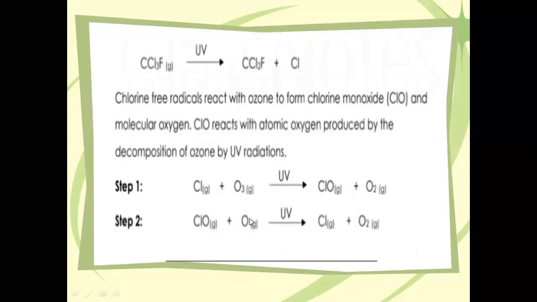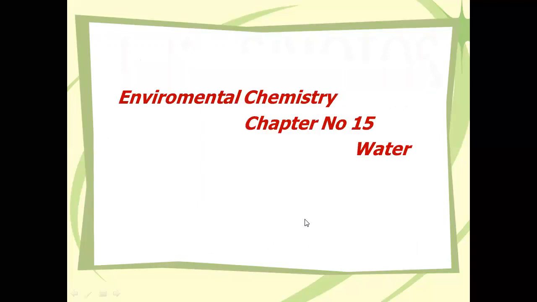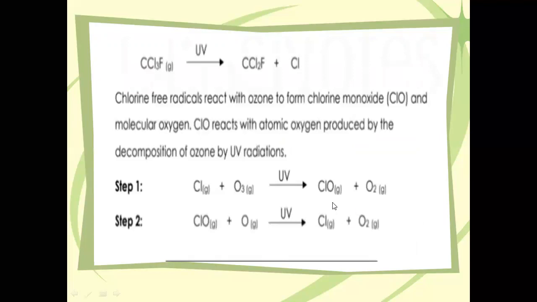So you can see the reaction. Chlorofluorocarbon produces a chlorine free radical. This chlorine free radical then reacts with ozone and is converted to chlorine monoxide. Monoxide then regenerates the chlorine free radical, which then acts upon other ozone molecules and destroys them.